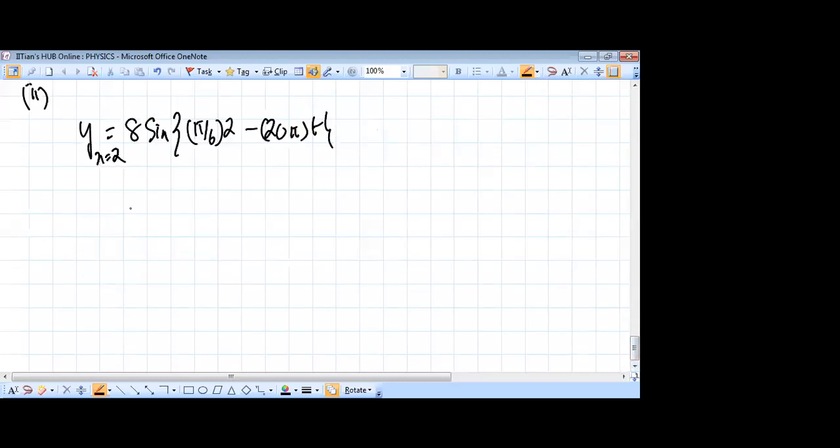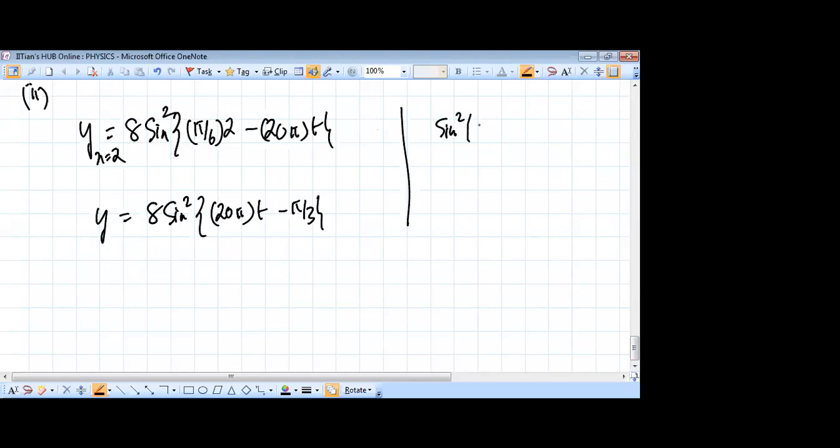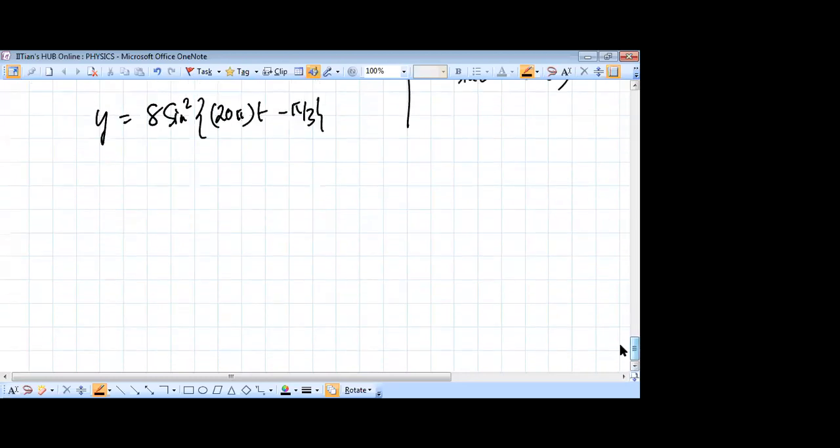So you can see that this becomes basically 8 sine square (20 pi t minus pi by 3). Here I've just used the trick that sine square (theta minus omega t) will be the same thing as sine square (omega t minus theta), because sine square theta is the same thing as sine square minus theta. Okay. So using that, we'll see how this graph now basically looks.